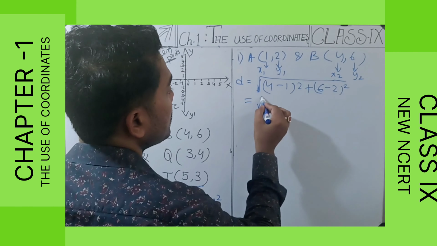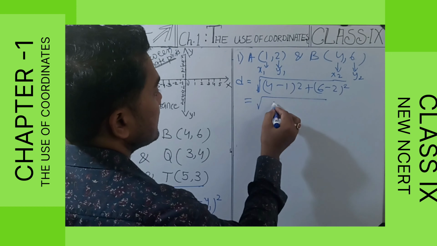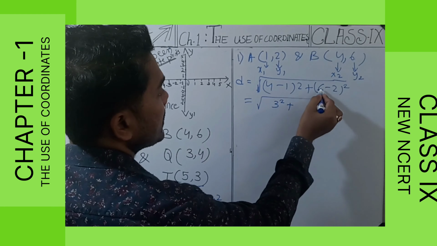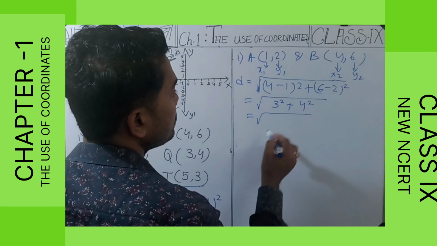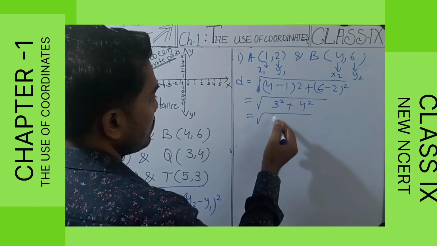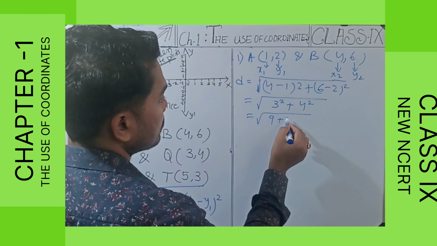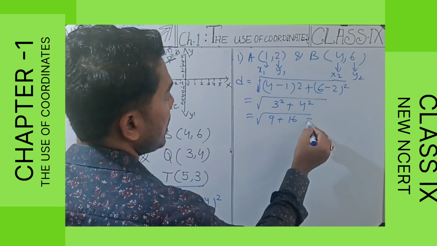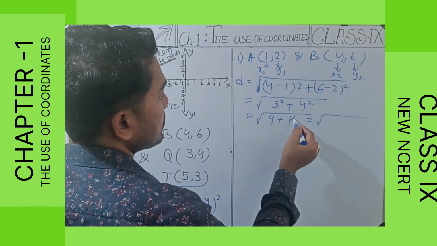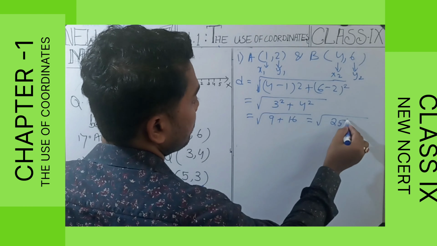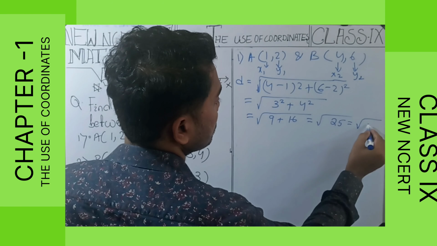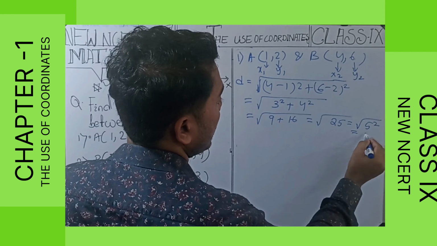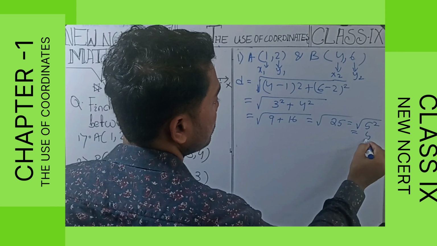This is equal to root over of 4 minus 1 is equal to 3 square, plus 6 minus 2 is equal to 4 square. This is equal to 3 square students, that is 9, plus 4 square is equal to 16, and 9 plus 16 is equal to 25, and 25 is the square of 5. So this is equal to root over of 5 square, which is equal to 5.